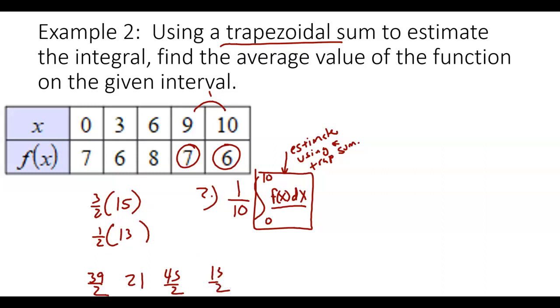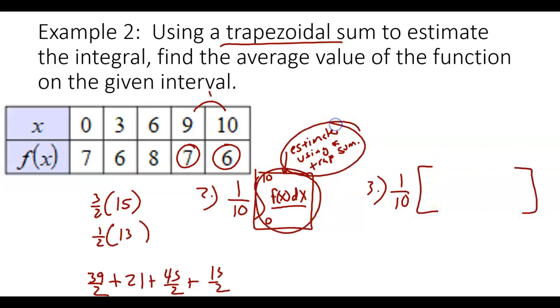All right. Now in this case, I'm going to go ahead and add these together, although you don't really have to. But we're doing our integration right now, right? So we have 1/10. And even though we can't find what the actual integral is, we can estimate it using a trapezoidal sum, which is what this is down here. So now this piece becomes 39 over 2 plus 21 plus 45 over 2 plus 13 over 2.